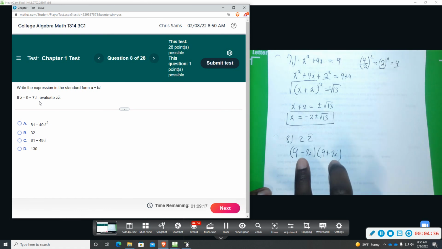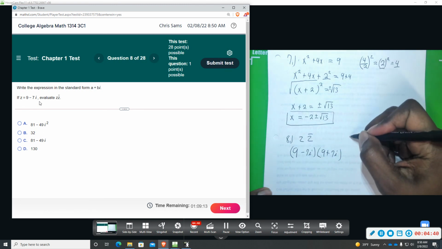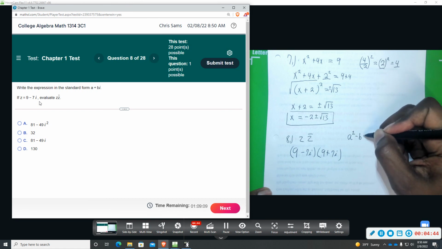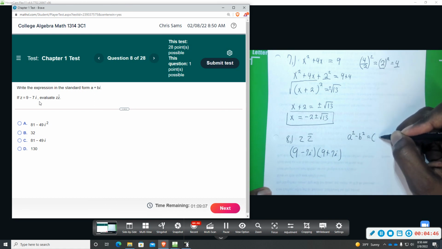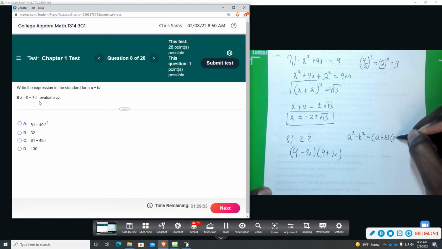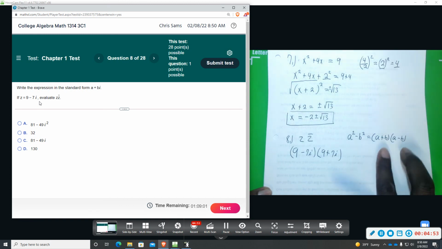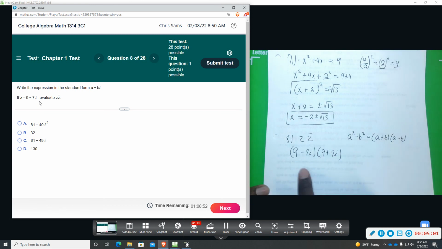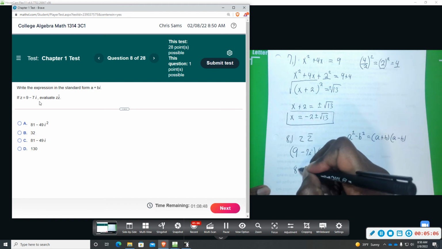Now, we have been talking about difference of squares, so let me just remind you of that. A squared minus b squared is equal to a plus b times a minus b. So if you see something of this form, note that it will translate to just squaring both terms and putting a minus in between. So that's what I'm going to do as a shortcut. So I'm going to square the 9. It's going to give me 81.